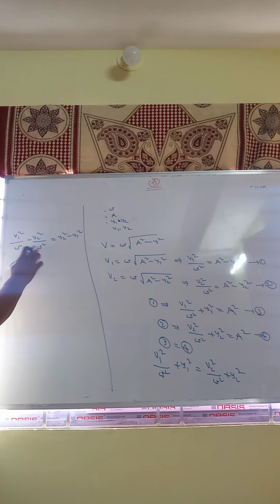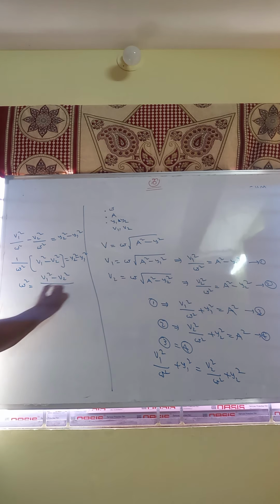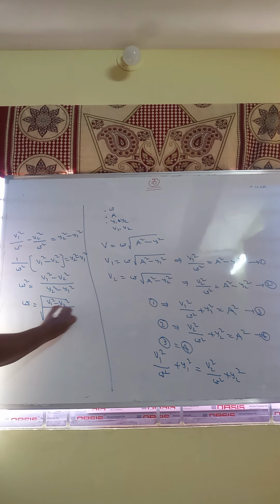In both denominators omega square is there, so you can take it common. So 1 by omega square into v1 square minus v2 square equal to y2 square minus y1 square. Now omega square equal to v1 square minus v2 square by y2 square minus y1 square. Sending the square to RHS, omega equal to root over v1 square minus v2 square by y2 square minus y1 square. This is the angular velocity.